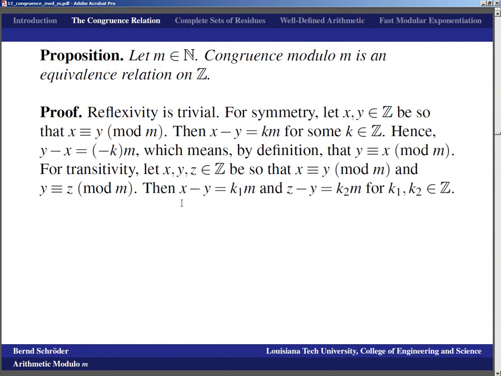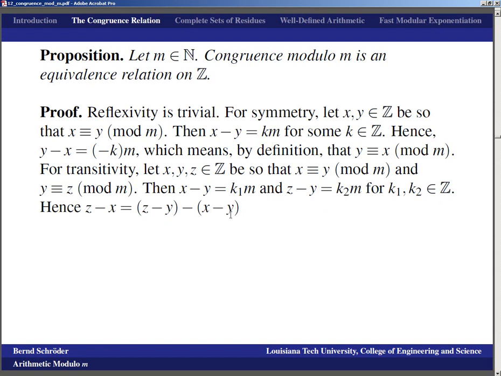Well, then x minus y is some number k1 times m, and z minus y is some number k2 times m, for k1 and k2 in Z. And that of course means that now z minus x is just z minus y minus x minus y, right? The old story that there's only one trick in mathematics, and that's adding 0.